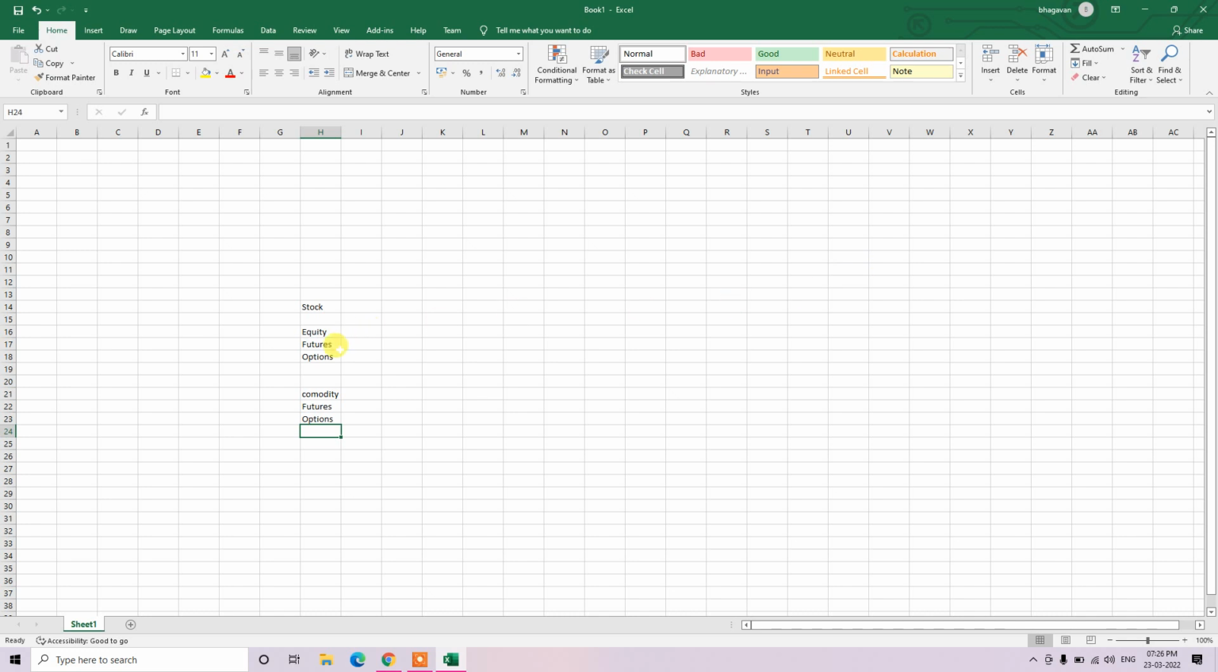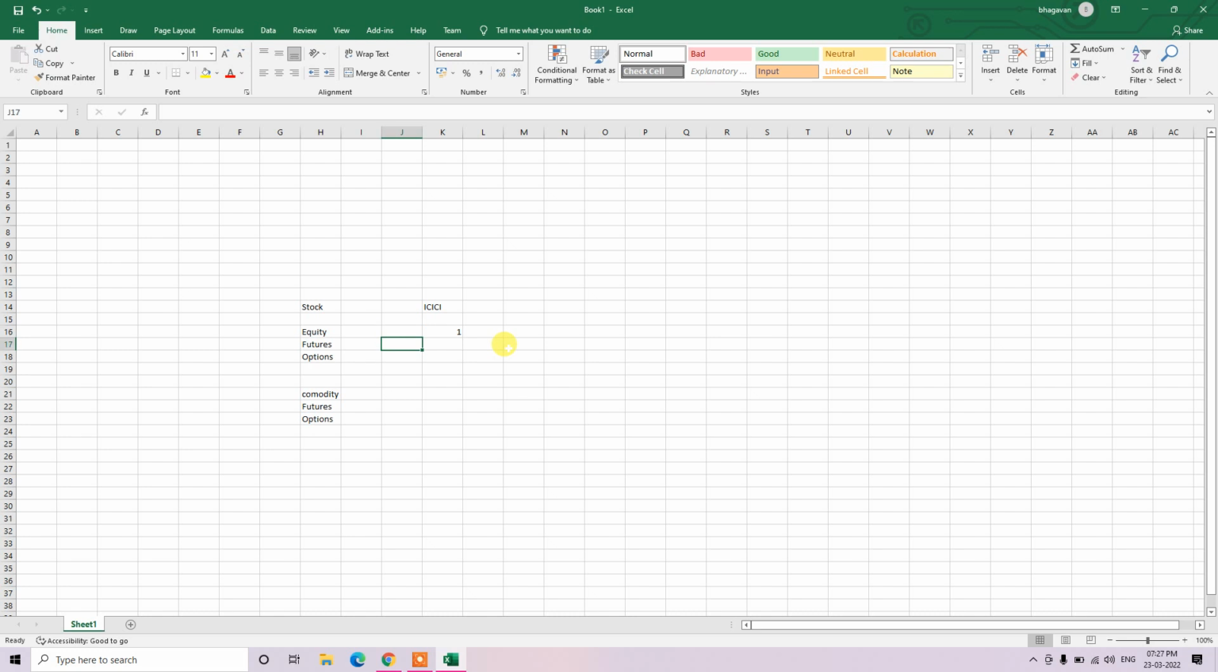Now, let us discuss quickly what equity stocks are. Equity stocks, most stock traders will call it the cash segment. But we use the terms equity, futures, and options. Now, as we discussed yesterday, we take an example of ICICI stock. If I want to buy one stock of ICICI, I can do that in equity.